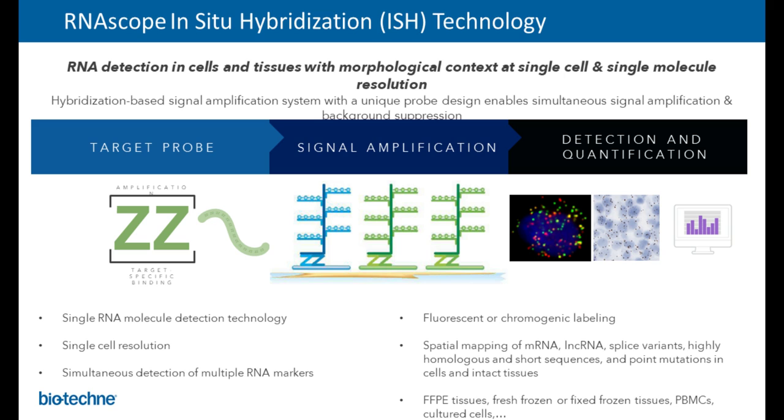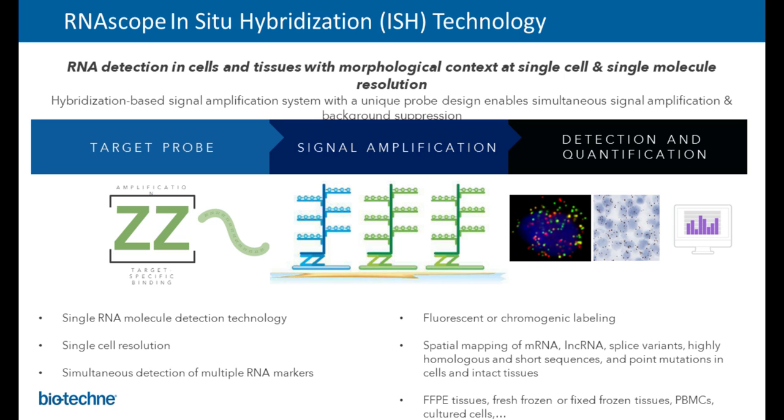ACD will design a specific target probe against the gene of your interest. Our unique signal amplification strategy ensures a very high signal-to-noise ratio, and our detection and quantification system allows for visualization of a single molecule of RNA at single cell resolution.